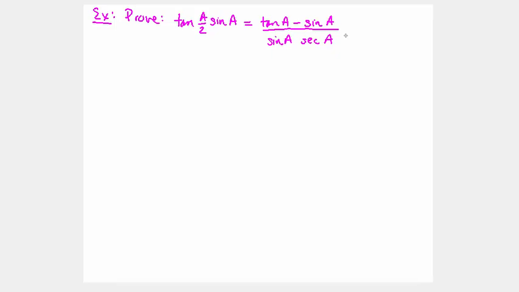This one is prove that the tangent of a over 2 times the sine of a is equal to the tangent of a minus the sine of a all over sine of a times secant of a. Alright, now as is our custom, we're going to try to pick the more complicated side, but I purposely wanted to show this example because I don't think it's super clear which side is more complicated. They both don't look that great.